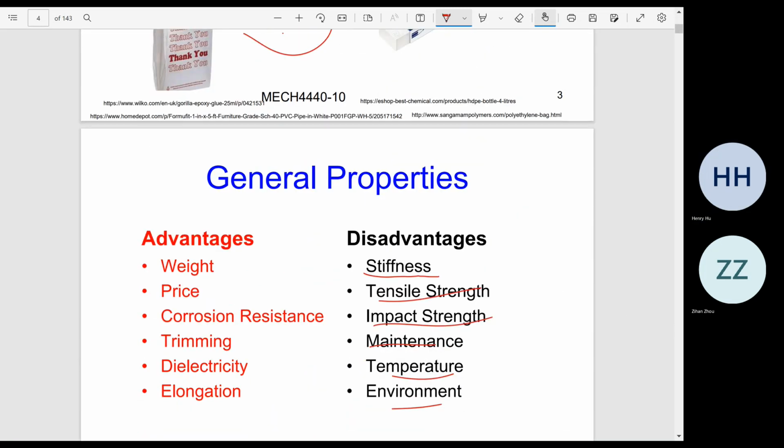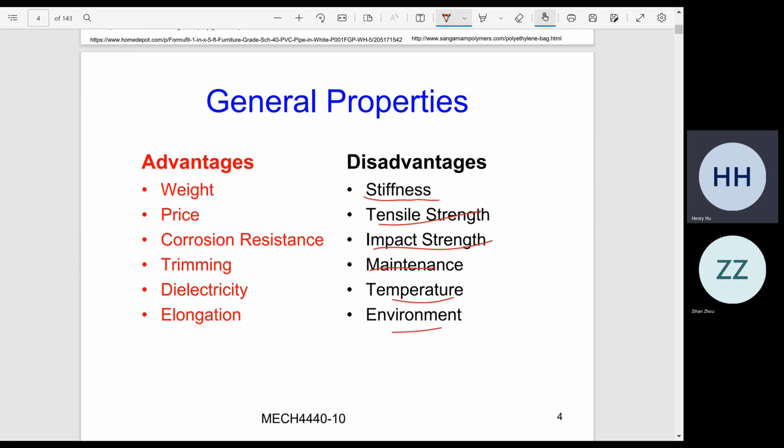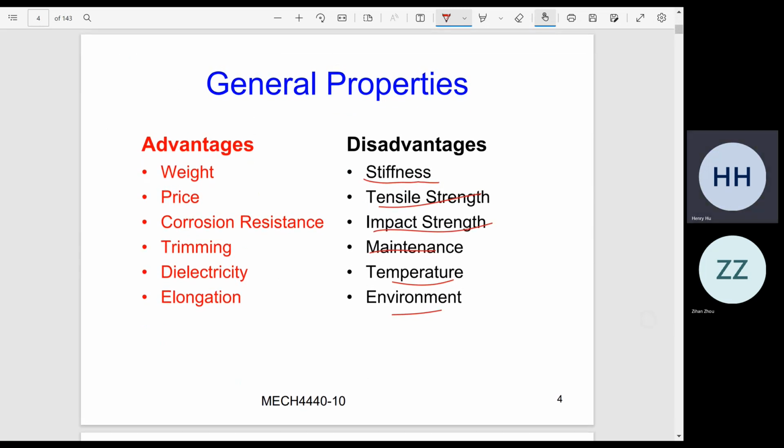Okay. So polymer compared with metals has some advantages and disadvantages. Very light. It's definitely a lightweight material. And price-wise, it depends. Most of them are much cheaper than the metals. Very good corrosion resistance.